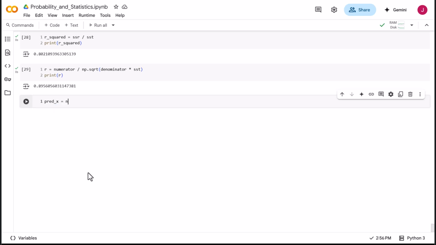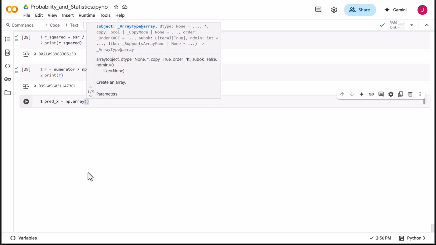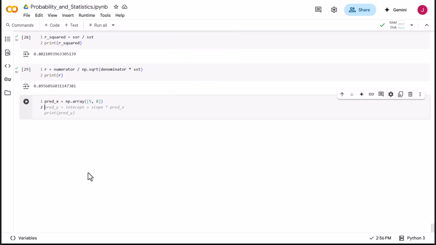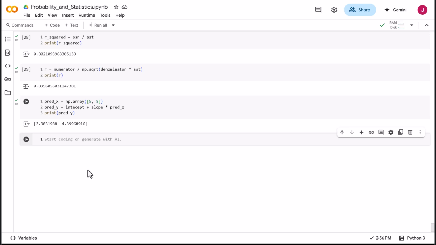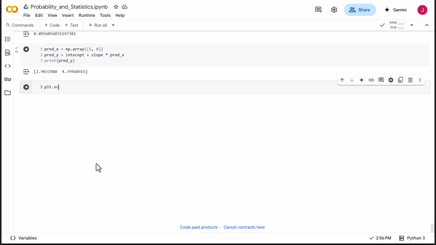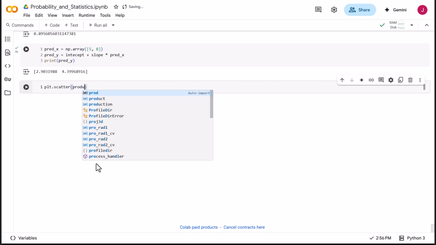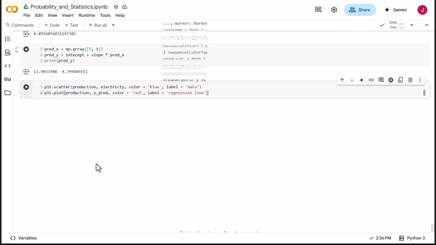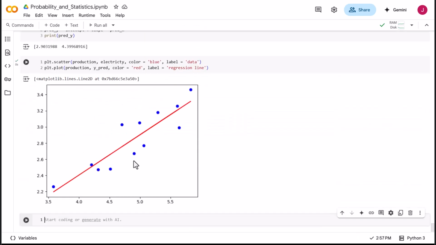And also I can use this for predicting new values. So prediction for, for example, an np.array of 5 and 8, gives 2.9 and 4.3. Then I can plot it. So plt.scatter, and here I'm going to add production, then electricity, and then color equal to, for example, blue, and label as data. Also, I can plot the regression line. So you can see here is the data. These blue dots are every data point that we have, and the red color is the regression line.